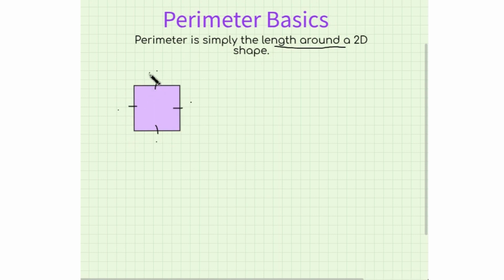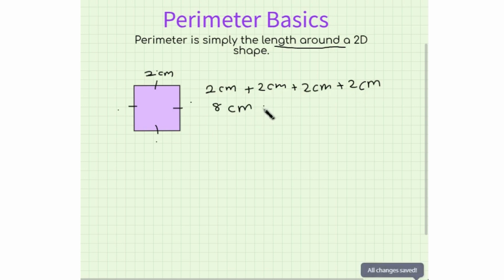So let's say this side is 2 centimeters, right? Then how do you find the perimeter of the square? You simply do 2 centimeters plus 2 centimeters plus 2 centimeters plus 2 centimeters, right? And what do you get as the answer? It's 1, 2, 3, 4, 5, 6, 7, 8, right? So that will be 8 centimeters, and that is the perimeter of the square, right?